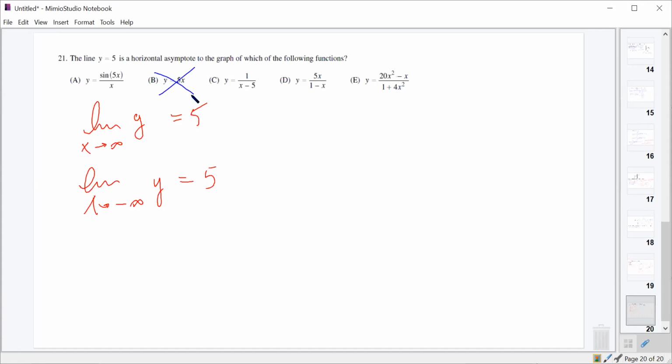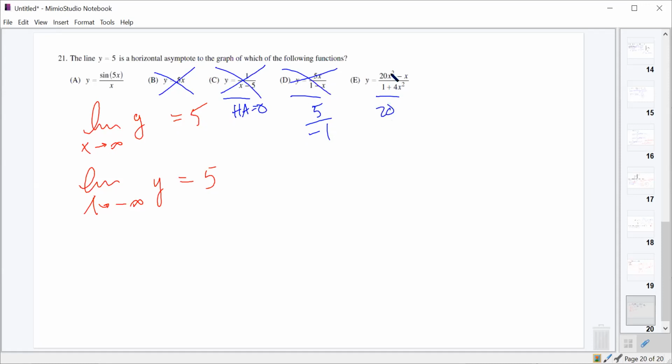Some of them are a little bit more difficult to determine, but if we were to look at all the rational functions first, C, D, and E, we should remember that for a rational function, if the degree of the numerator is less than the degree of the denominator, that should tell us that the horizontal asymptote is 0. And so that would not have a limit of 5 as we went towards infinity or negative infinity. If the degree of the numerator and the degree of the denominator are the same, the horizontal asymptote should be the quotient of the coefficients. So that'd be negative 5, so that doesn't make sense.